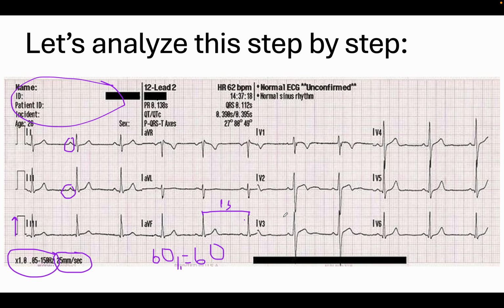So now we've worked out rate. We have sinus rhythm. We know the rate is at 60 beats per minute. Anything below 60 beats per minute would be classified as a bradycardia. Anything above 100 beats per minute would be classified as a tachycardia. In this case, it's neither tachy nor brady.